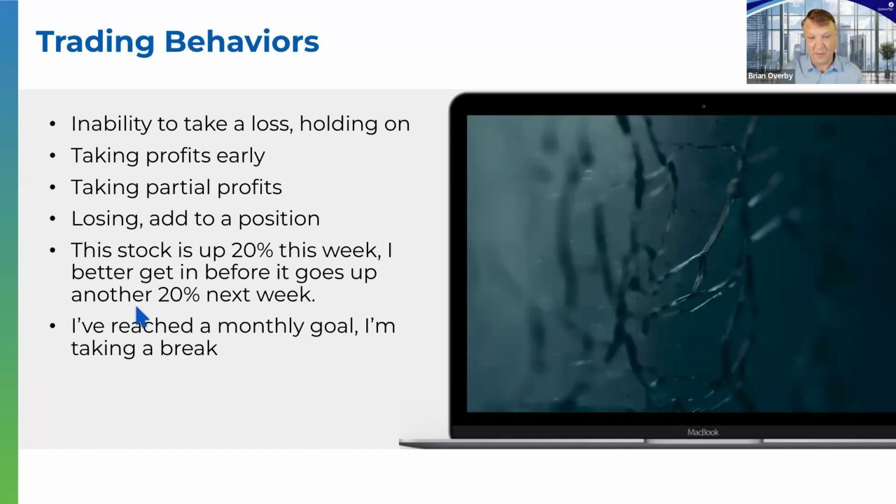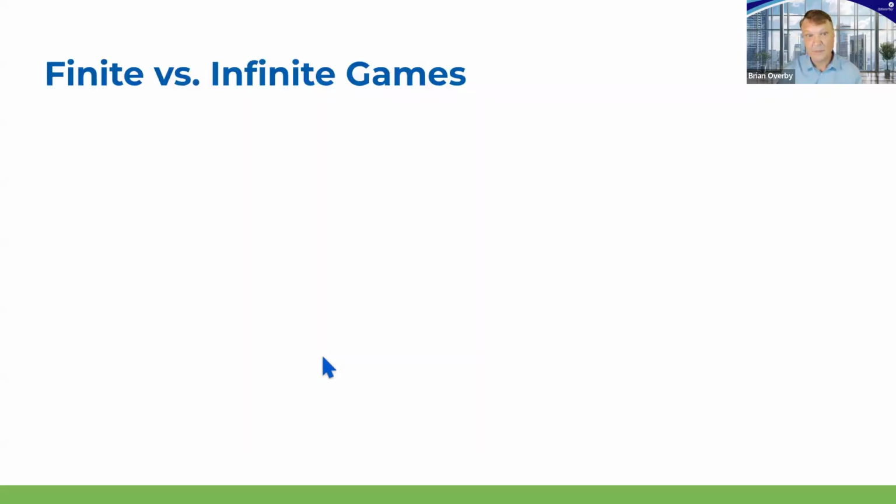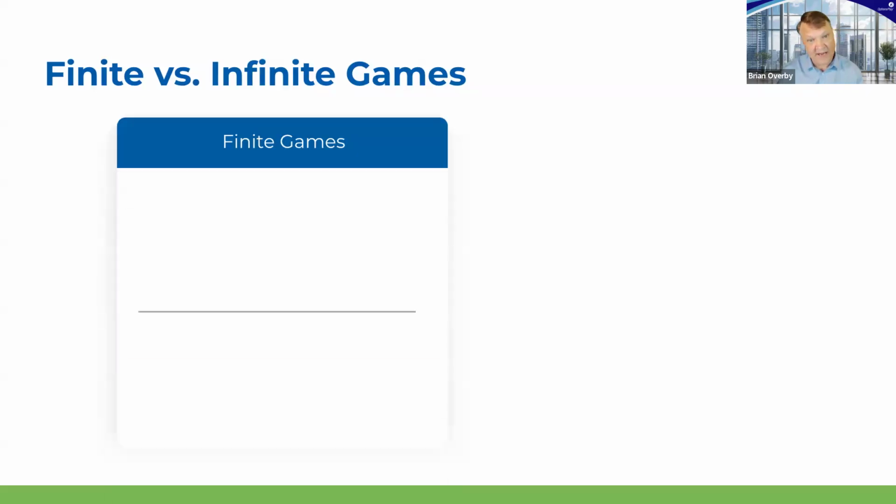Now, I've reached a monthly goal. I'm taking a break. Yeah, I still believe that you should stick in and you should trade, but I'll tell you this, on a daily basis, I'll do this, where if I reach my goal on this one day, that's part of my trading plan. If I'm trading zero DTE options, I reached a goal today, I'm going to stop trading today. That scenario. All right. So this is a story about finite games and infinite games.